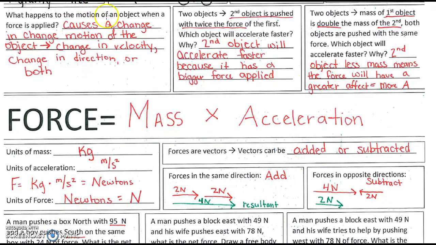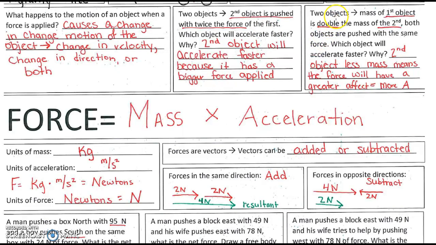Alright, so what happens to the motion of an object when a force is applied? The force causes a change in motion of the object. It can change the velocity, so it causes an acceleration, or it can change the direction, cause it to turn, or it can do both. It can slow it down, speed it up, and change its direction. Okay? Two objects. The second object is pushed with twice the force of the first, which object will accelerate faster? In this case, the second object will accelerate faster because it has a bigger force applied. So the idea is that more force causes a greater acceleration.